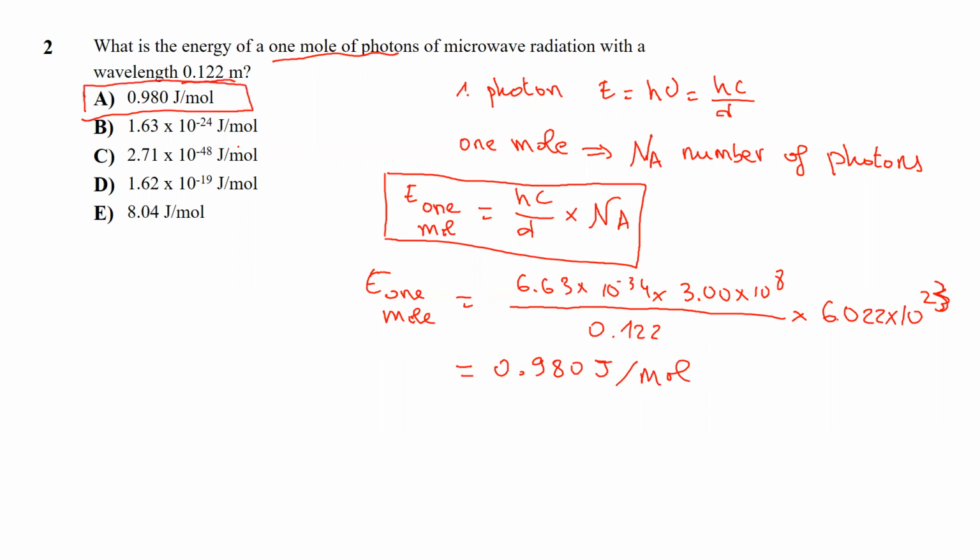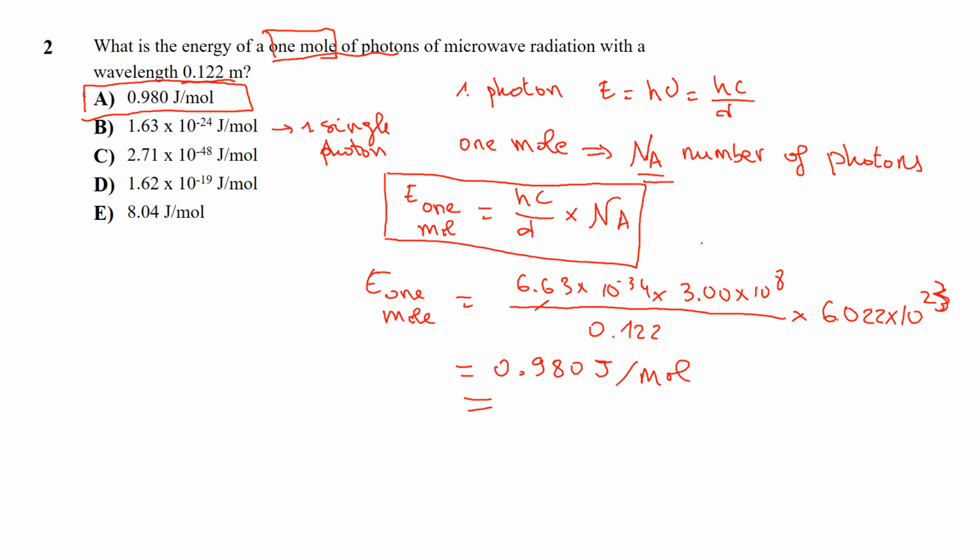If you calculate only hc over lambda, you will find 1.63 times 10 to the power -24. But this is for one single photon. Here we have 1 mole, so you need to multiply by the Avogadro number to get the full energy. Don't be confused between one single photon and 1 mole. The definition of 1 mole of anything is the Avogadro number of that thing. So 1 mole of photons gives an Avogadro number of photons.